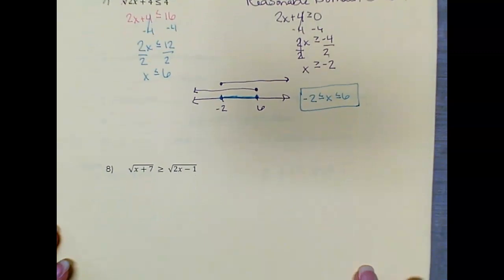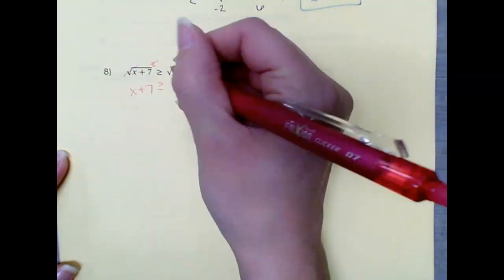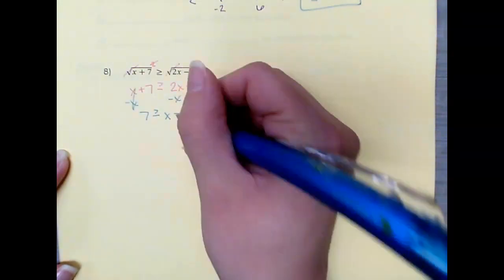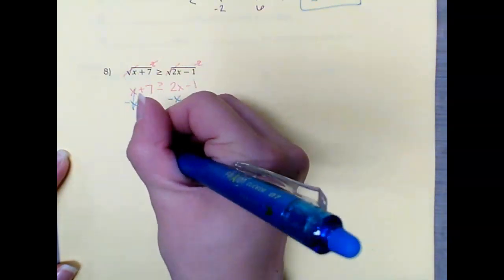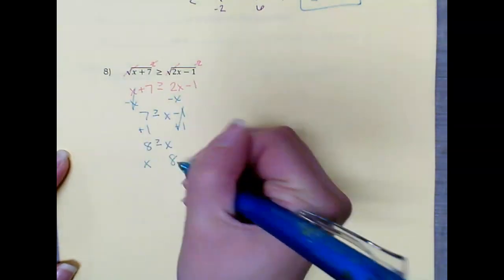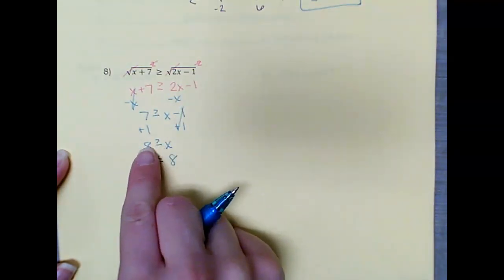So let's try the next one. Square roots are already isolated, so I'm going to go ahead and square both sides. When I do that, I get x plus 7 is greater than or equal to 2x minus 1. I'm going to start solving, so I'm going to subtract x from both sides. 7 is greater than or equal to x minus 1. Add 1 to both sides. And I'm going to write this, but then I'm going to kind of move it around. So I'm going to move the x here, I'm going to move the 8 here, and I'm going to switch the way the sign is because I still need it to point to the x and open to the 8.